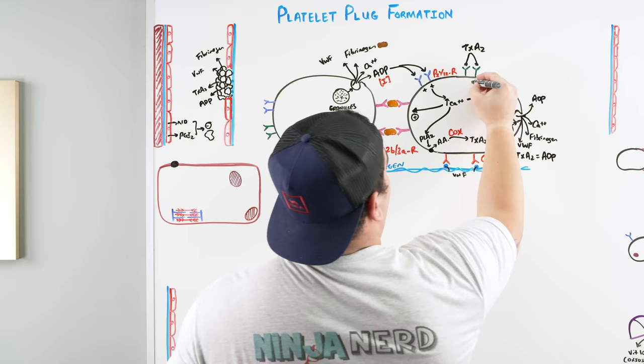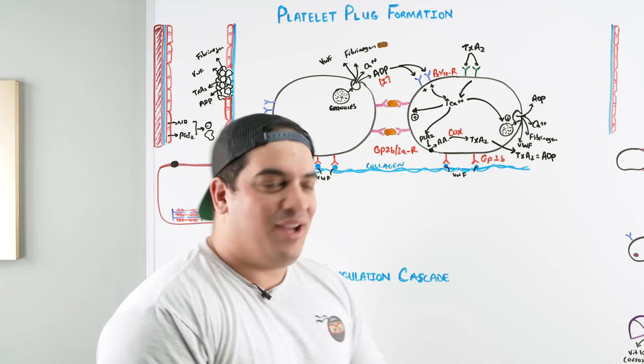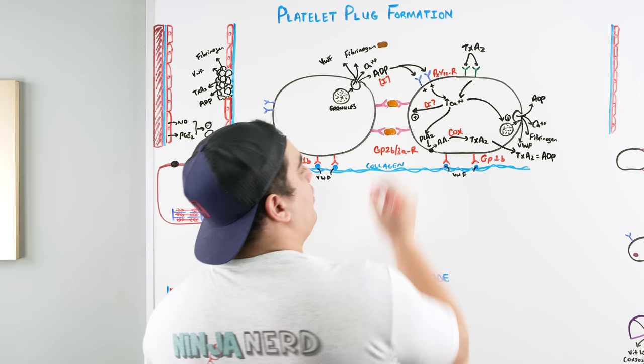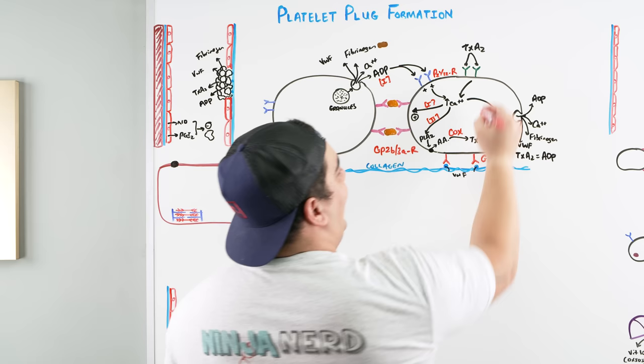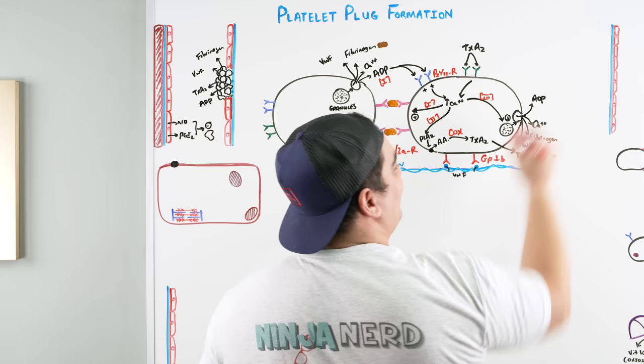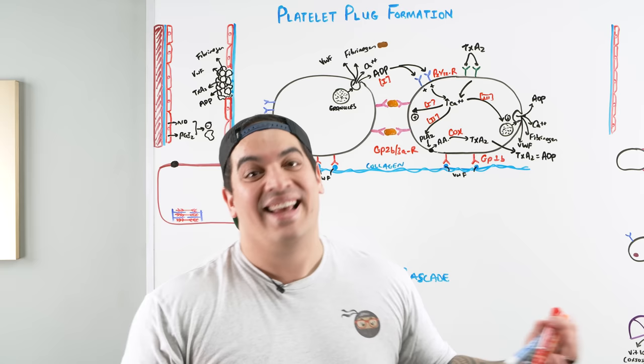It's going to increase the intracellular calcium. If you increase the intracellular calcium, you will cause the increased expression of GP2B3A proteins. You'll cause the activation of phospholipase A2, which will increase the arachidonic acid pathway to increase thromboxane A2. And third, increase the release of all of these different molecules that are important for platelet activation, platelet aggregation, platelet sticking, and formation of the platelet plug. Isn't that cool? I think it's pretty stinking cool.